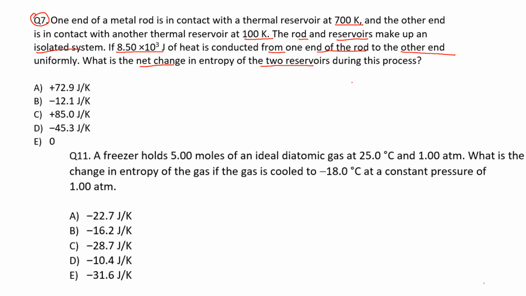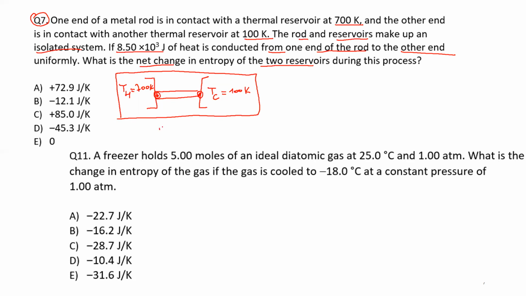Always draw. We are in physics, you draw. We have a metallic rod. So this is my metallic rod, as you can see. This end is at T hot, 700 K. And this end is connected to another thermal reservoir. Let me call it T cold, TC, which is 100 Kelvin. Good. Now the rod plus the two reservoirs, everything here, is an isolated system.